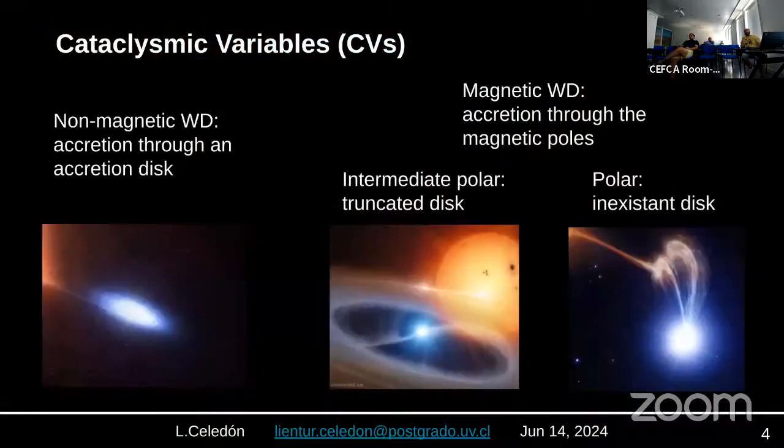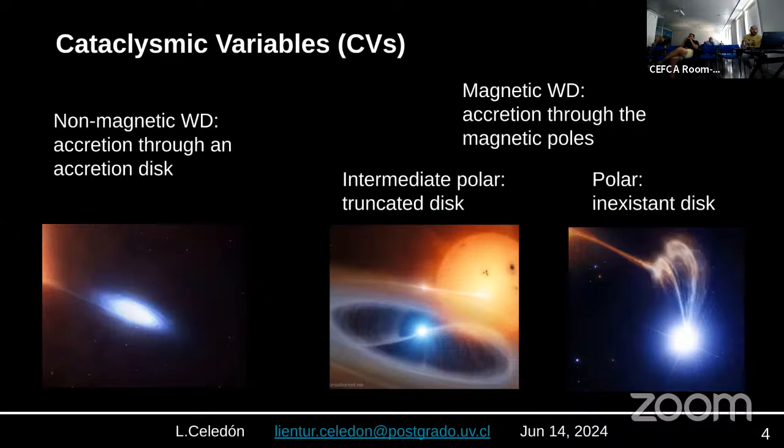How the matter will be accreted onto the white dwarf will depend basically on its magnetic field. If this is non-existent, the matter will be accreted through an accretion disk and eventually onto the equator of the star. But if the white dwarf is magnetic, the accretion will be done along the magnetic axis. And here we can also make the distinction whether the magnetic field is strong enough to truncate the accretion disk or totally inhibit its existence.